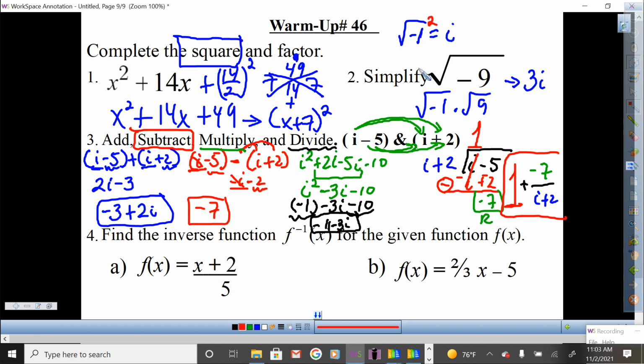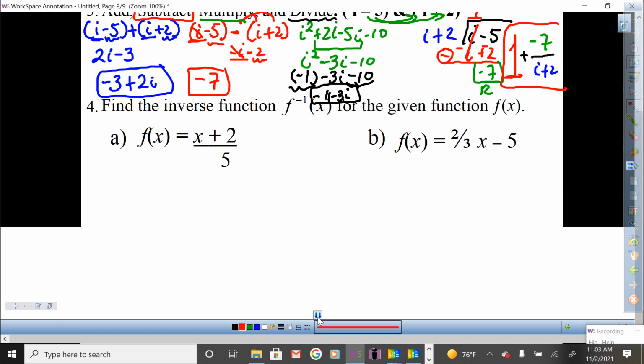square this side. Is that correct? Whatever I do to one side, I do to the other. So if this cancels this, I end up with what? Negative 1 equals i squared. That's why anytime you see an i squared, you substitute a negative 1. Alright, so here we go.